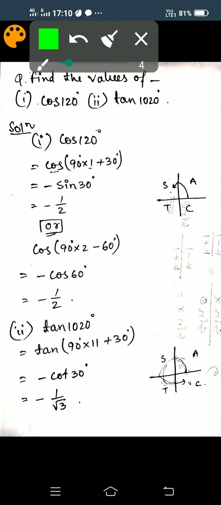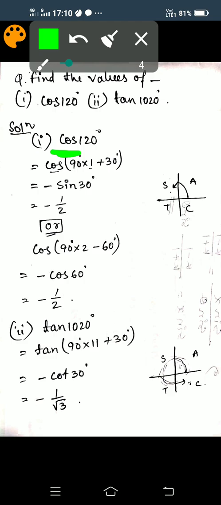Now we have to check the sign. What will be the sign of the function? 120 degree is obviously lying in the second quadrant. If you face difficulties in finding the quadrant, then you can find from here also. 90 into 1 plus 30, 90 into 1 means 90. 90 is here, plus something, that means in the second quadrant. In the second quadrant sine and cosec are positive, and the remaining functions are negative. Here the given function is cos, so the sign will be negative. Clear?